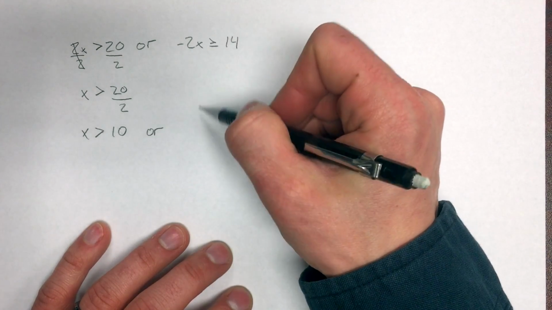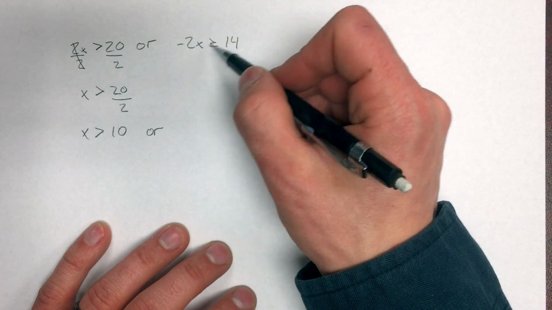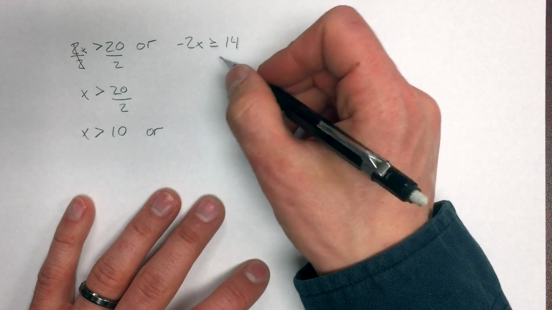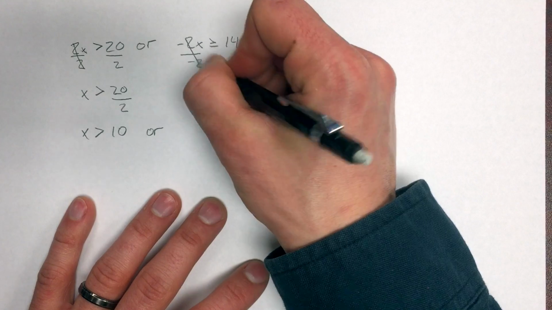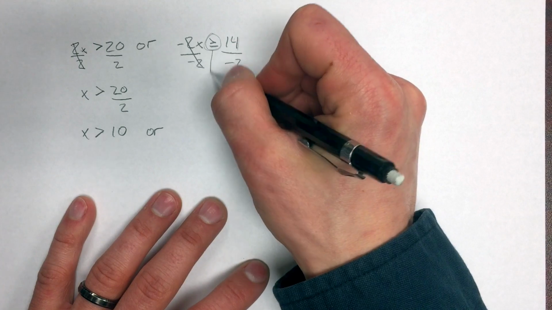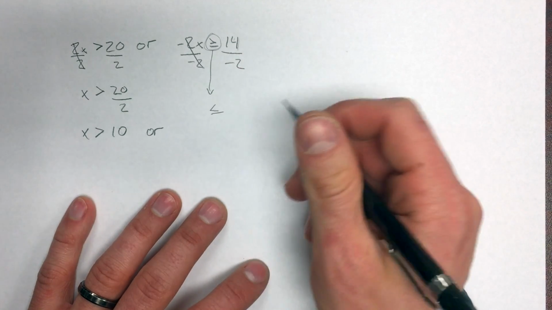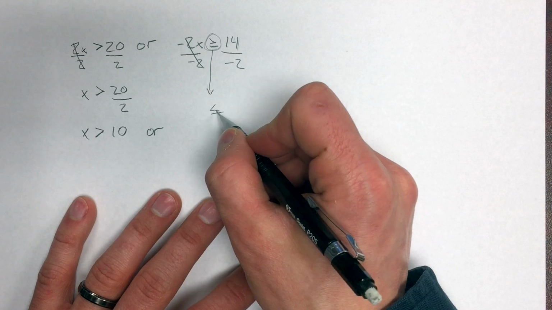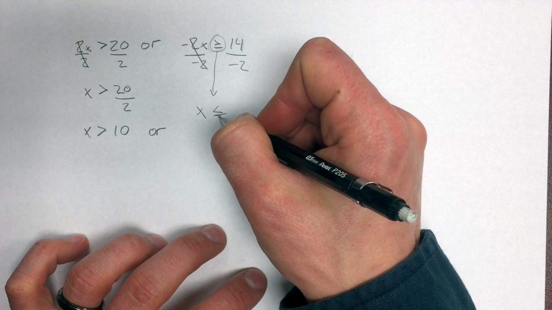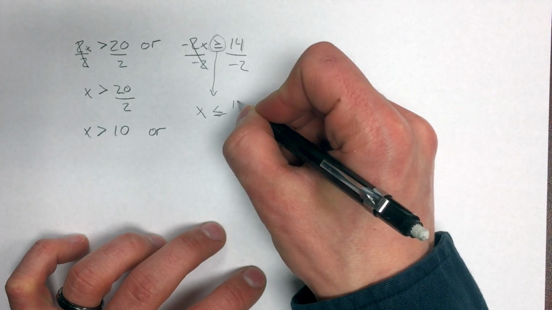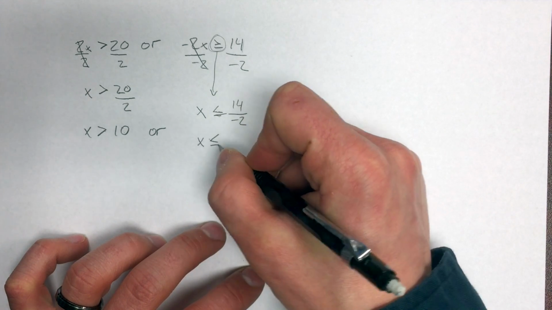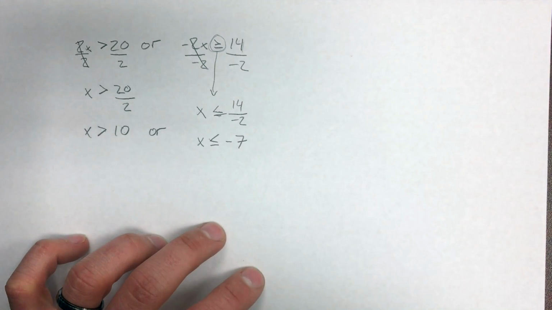Or, we're going to solve this inequality. Negative 2x is greater than or equal to 14. All right, so we divide by negative 2. And when we divide by the negative, remember what happens to this? It turns into the less than or equal to. It flips over. All right, so we're left with x is less than or equal to 14 divided by negative 2, which is x is less than or equal to negative 7.